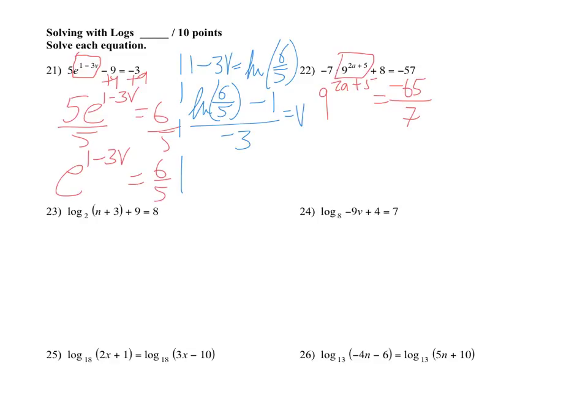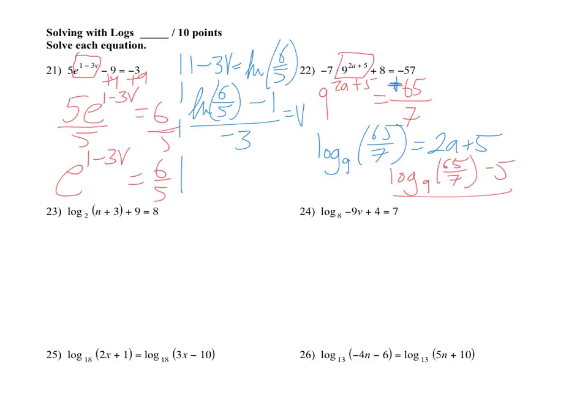Let's convert this to a log, or take the log base 9 of both sides. We get log base 9 of 65 over 7 is equal to 2a plus 5. Subtract 5 from both sides, divide by 2, and I get log base 9 of 65 over 7 minus 5, over 2, is equal to a.